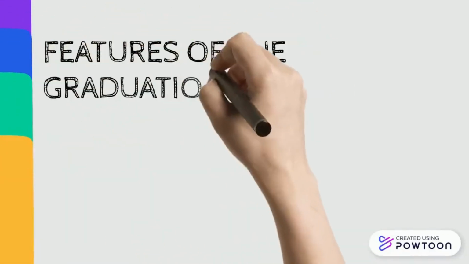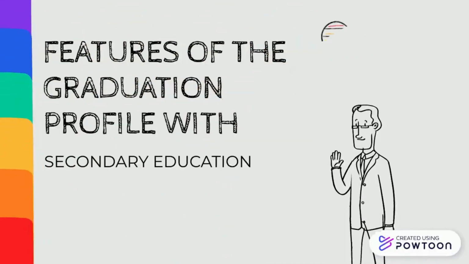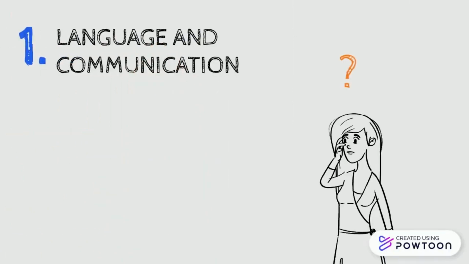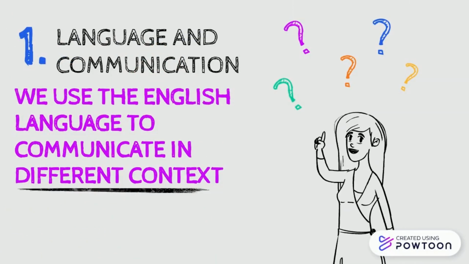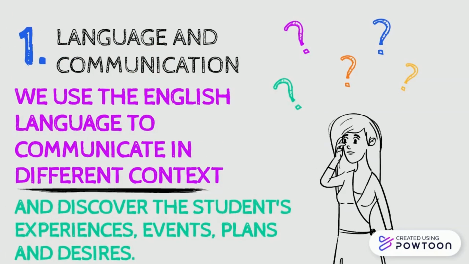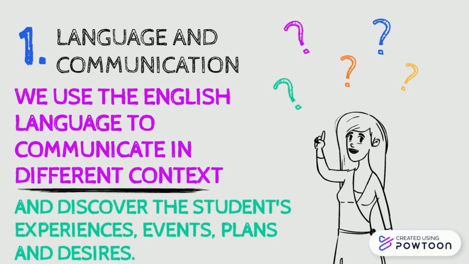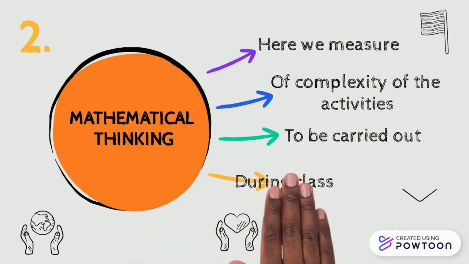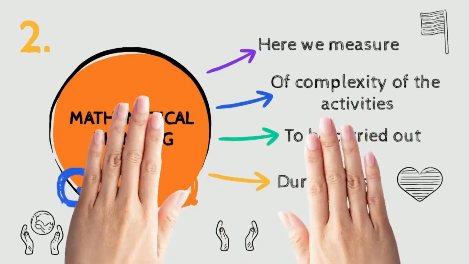Features of the graduation profile with secondary education. Number 1. Language and communication. We use the English language to communicate in different contexts and discover the student's experiences, events, plans, and desires. Number 2. Mathematical thinking. Here we measure the degree of complexity of the activities to be carried out during class.